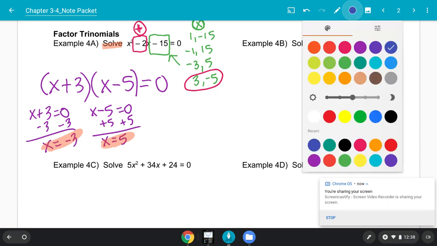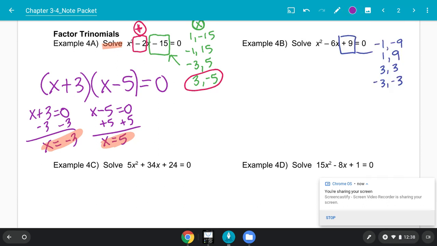So then the second question we have to ask is which of those would then also add to -6? Well, this one adds to -10. This adds to 10. This adds to 6. This one adds to -6.